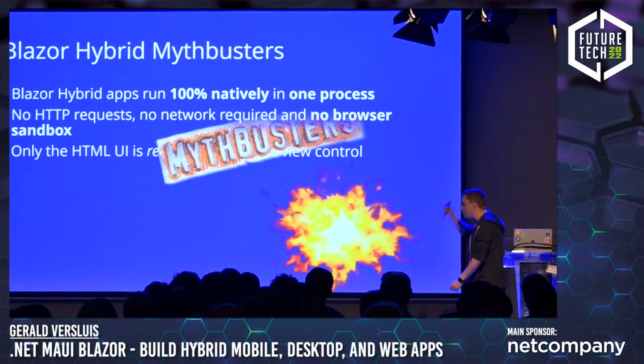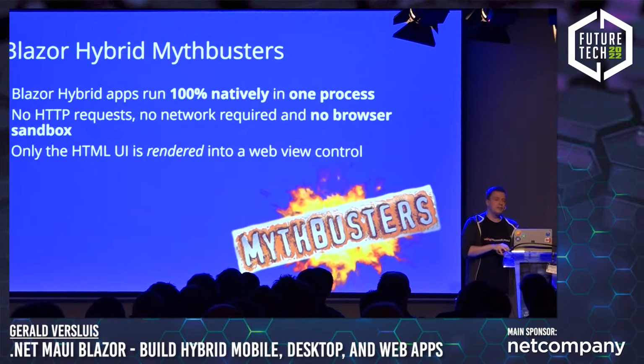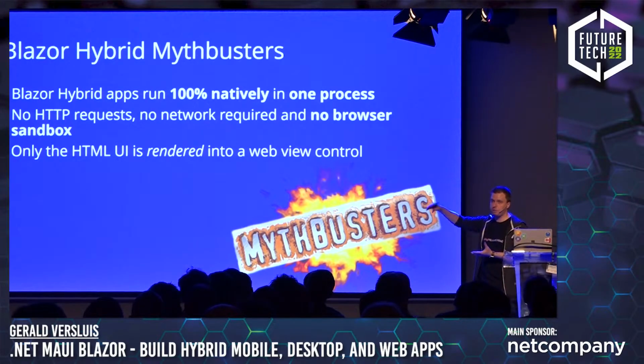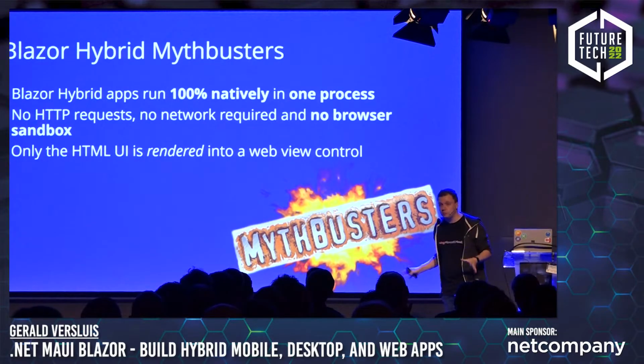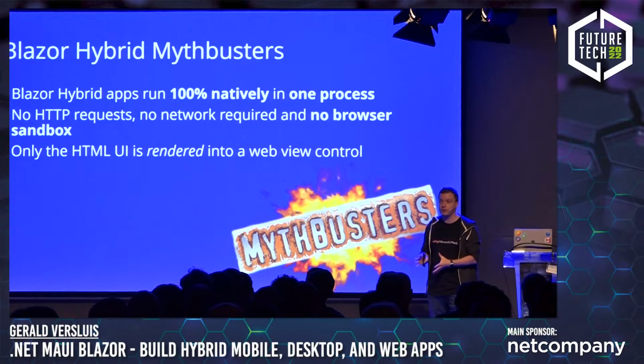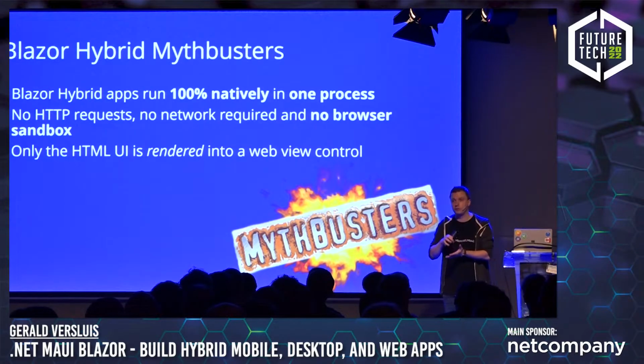So let's do a little Mythbusters here. Blazor hybrid apps run 100% natively in one process. So the server process that you just saw spin up on my machine, that doesn't exist. It doesn't happen. It doesn't need to, because Blazor is already .NET, and we have the .NET runtime running on iOS, Android, macOS, all those things. So you can just take that code and it will run 100% natively on there.